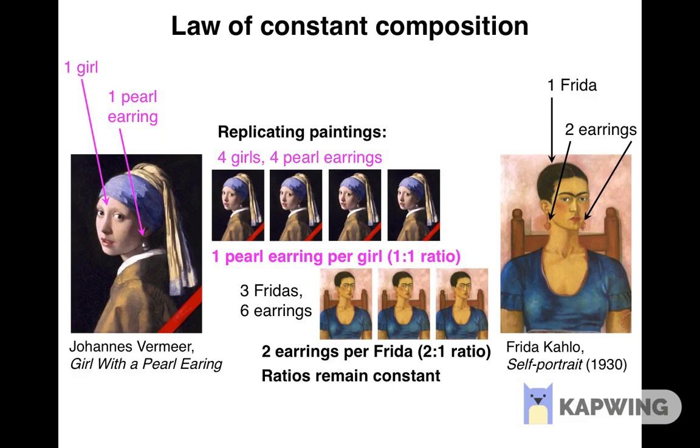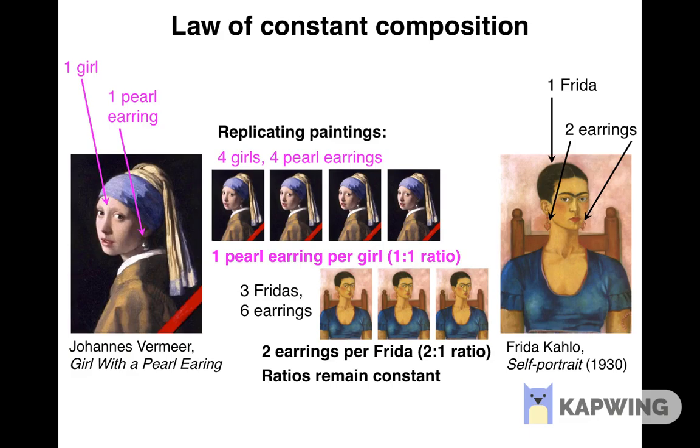The total number of earrings in all copies of Frida Kahlo's self-portrait is always 2 times larger than the total number of Fridas. For example, if we have 3 copies of the painting, we can count 3 Fridas and 6 earrings. Therefore, the proportion of the number of earrings to the number of Fridas is 2:1, regardless of how many copies we have. There are always 2 earrings per Frida. If another copy is made, it adds 1 Frida and 2 earrings.